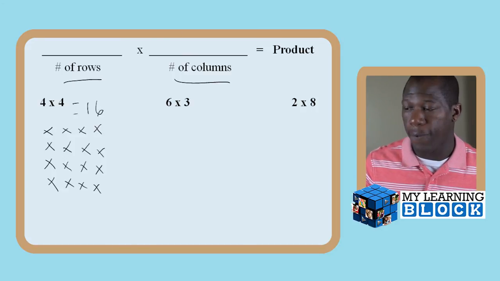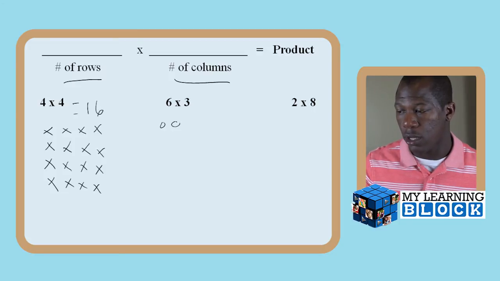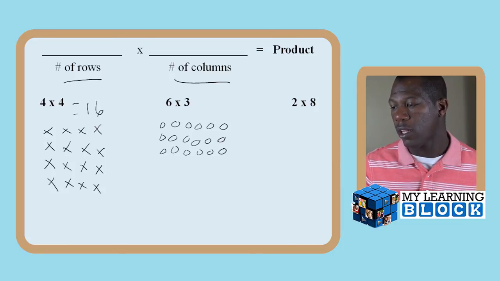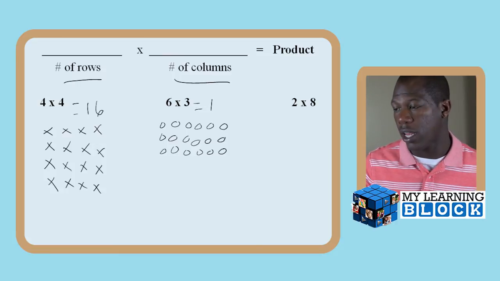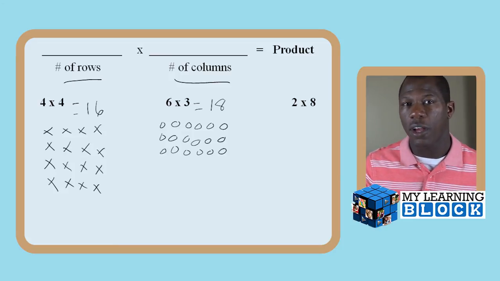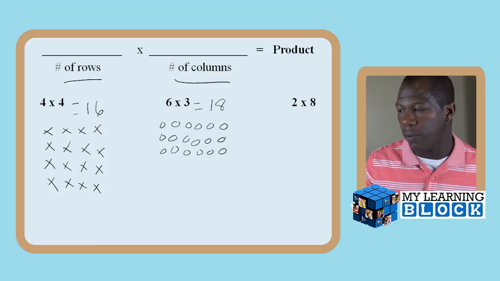Now I have 6 rows of 3. And I'm gonna use circles this time. 1, 2, 3, 4, 5, 6. Three in each row. So I have 6 rows of 3 and my product is 18. Again, I keep repeating it because it is important. Allow your child the opportunity to count each and every one.